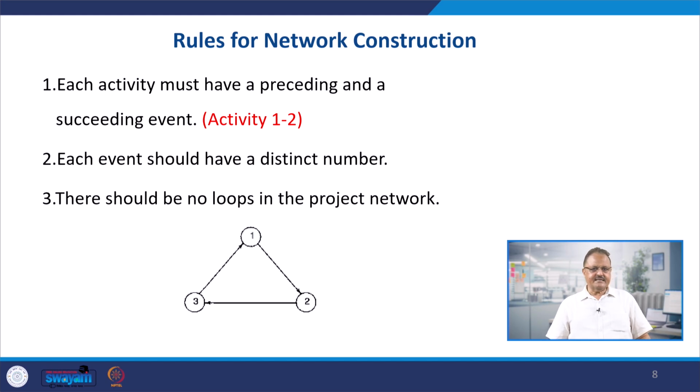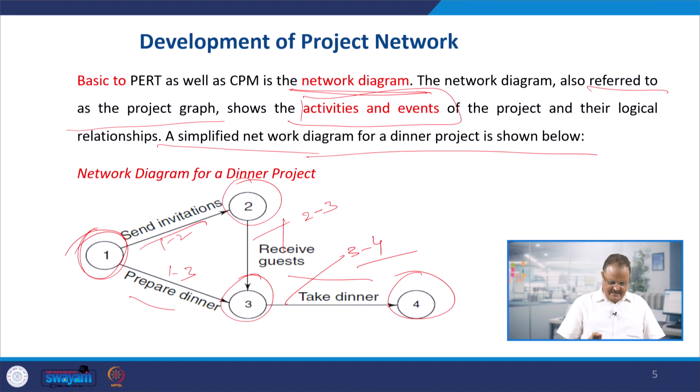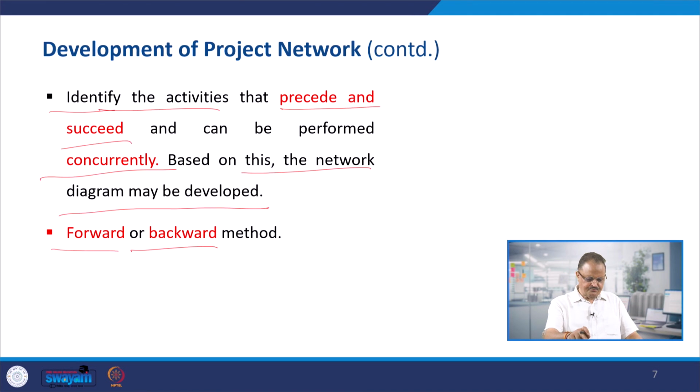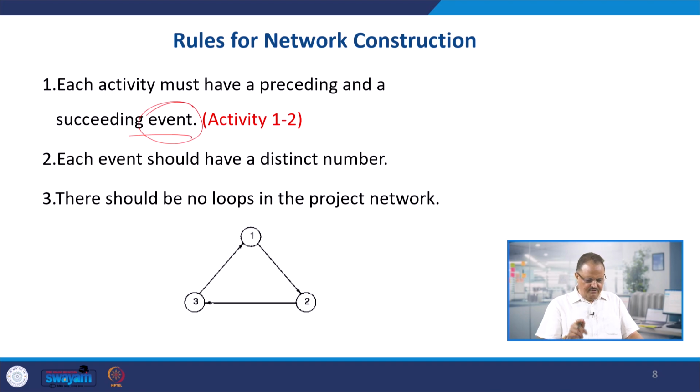First rule is each activity must have a preceding and a succeeding event, right. What must have a preceding and succeeding event? For example, in the dinner project, we have a preceding event, this is 1, and this is succeeding event 2, and the activity send invitation is completed like that. Then we go for the next, as we have seen with the activity 1 and 2 in the dinner project. Number 2, each event should have a distinct number. That is very clear, because otherwise you will be confused which event comes first and which event comes after that. So, each event should be given a distinct number.